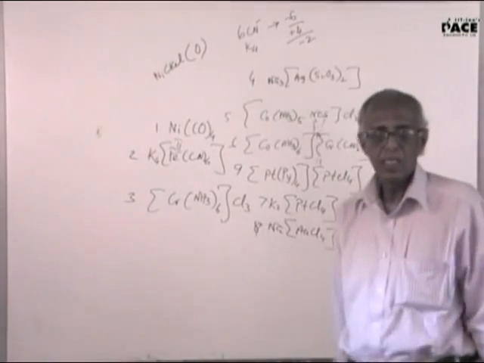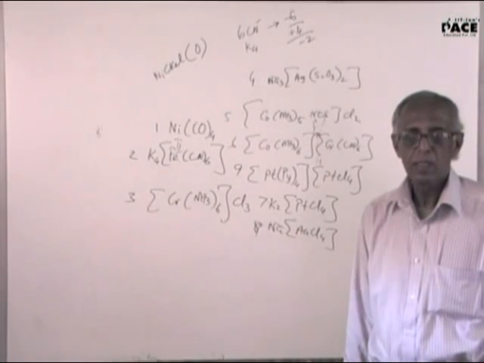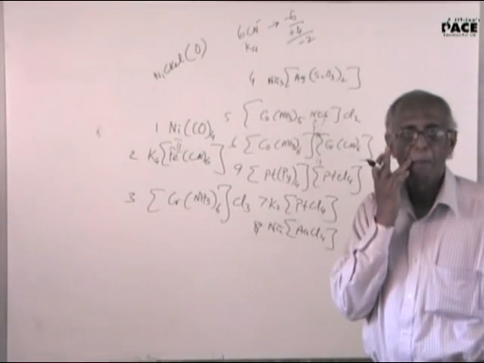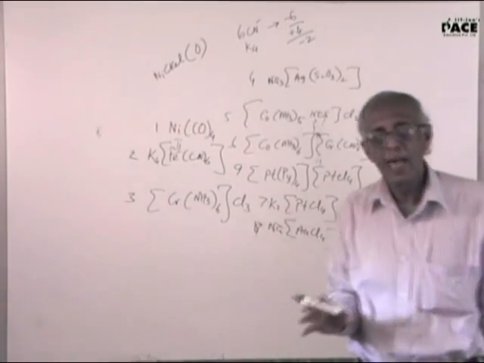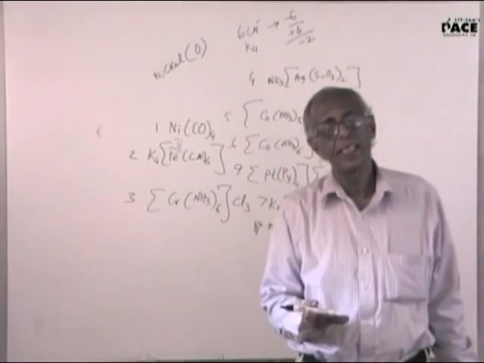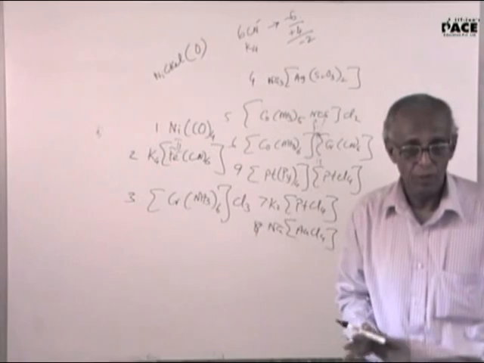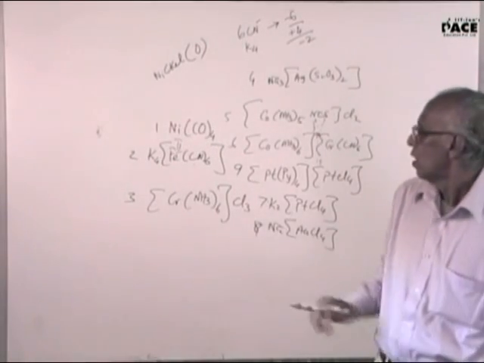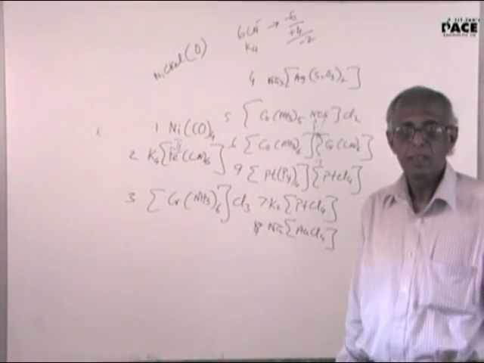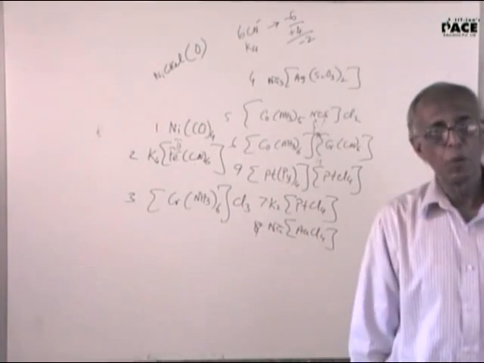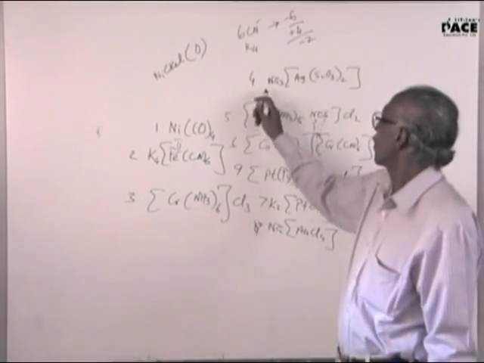Next one. Chromium 3. Ammonia is a neutral ligand, and I said ammonia is to be named as ammine, not amino. Hexaammine chromium 3 chloride.